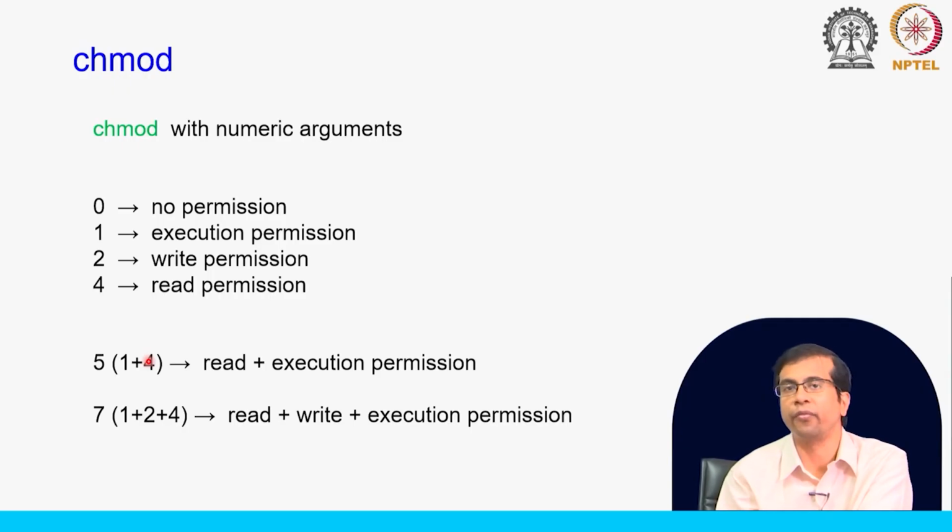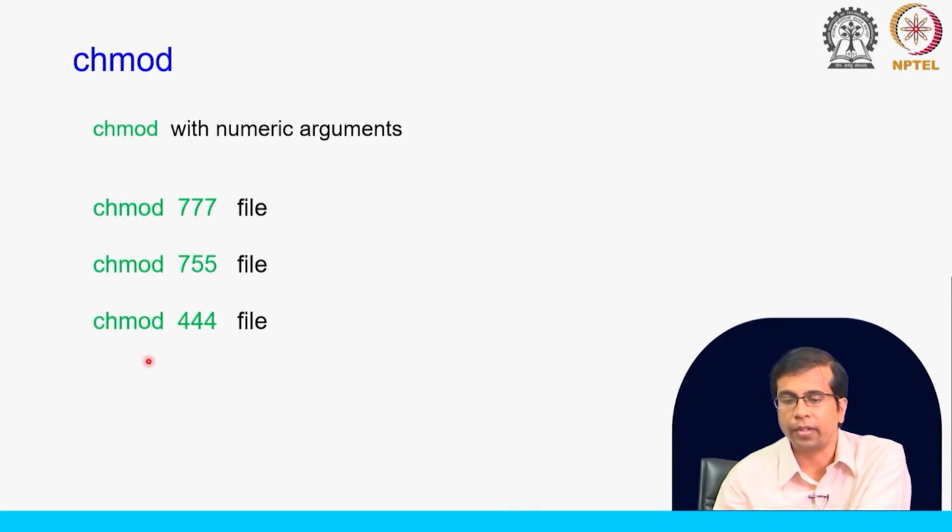So, if you mention 5 in the command line along with chmod, this means you are giving read and execution permission. If you are using 7, it means you are giving read plus write plus execution permission. So, you can use these combinations. If you want to give write plus execution, you can simply say 3. So, how do you specify these for the 3 sets of values? It turns out you simply mention them one after another.